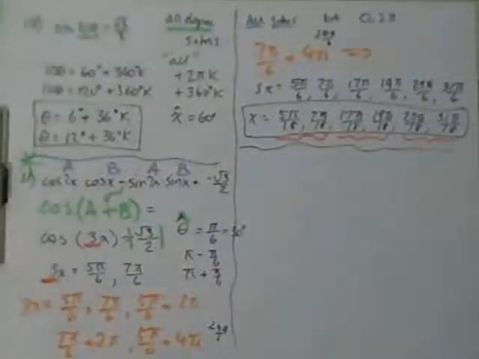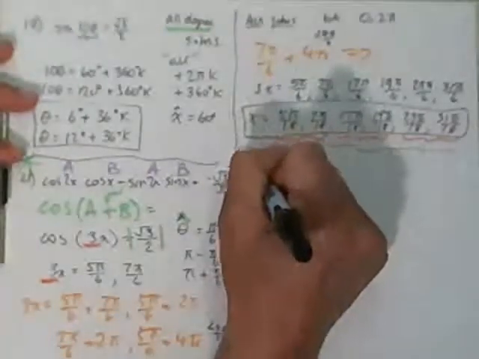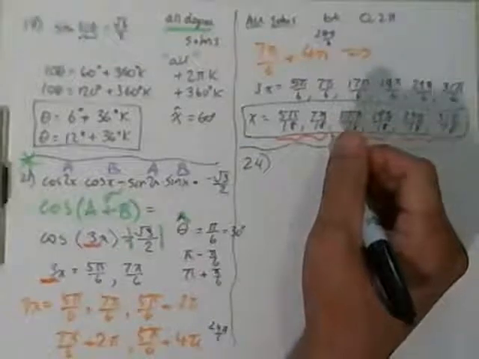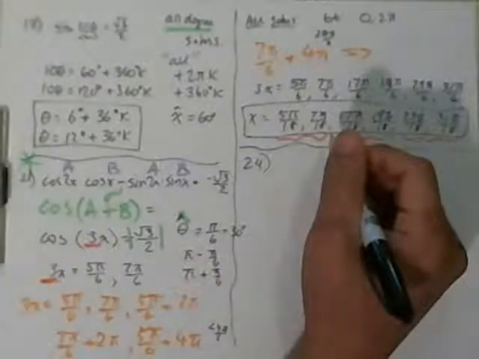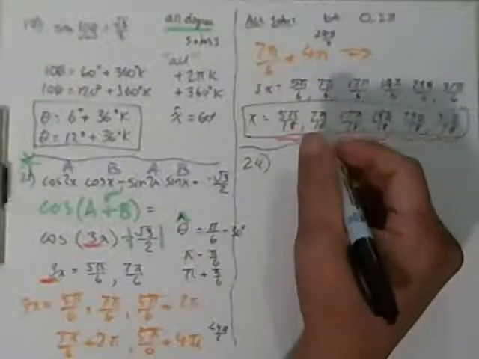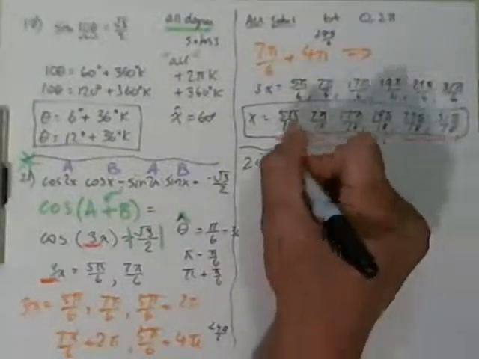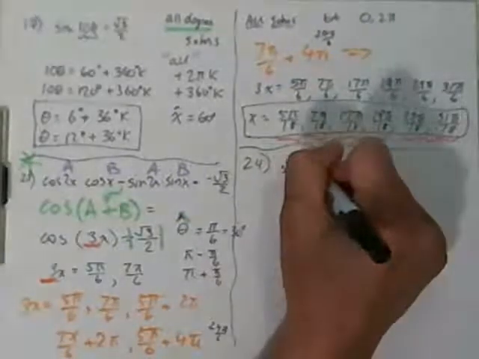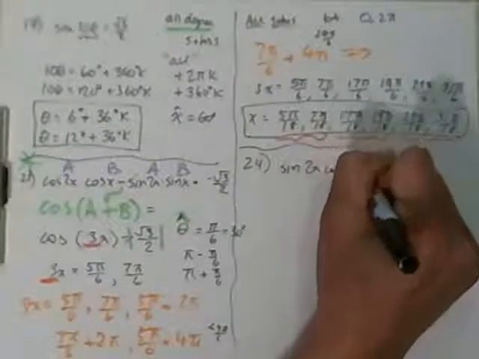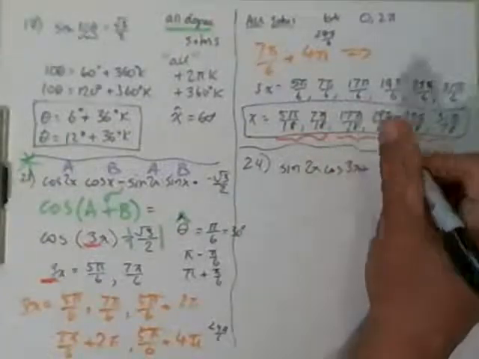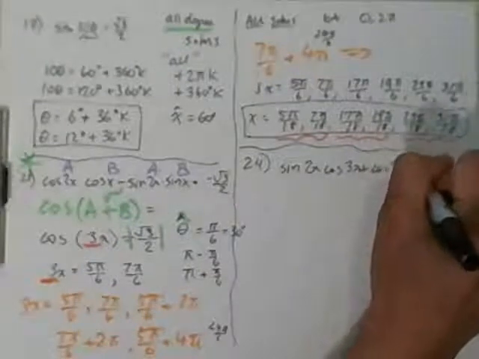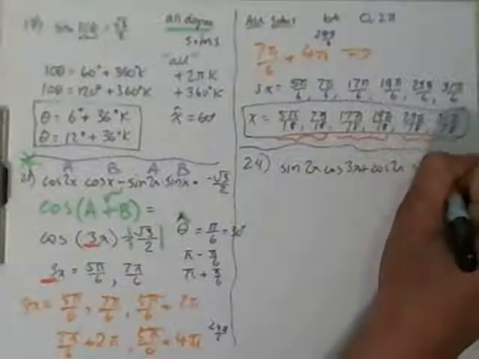21 is done. 24. Let's do this problem. Sine of 2x times the cosine of 3x plus the cosine of 2x times the sine of 3x is equal to -1.